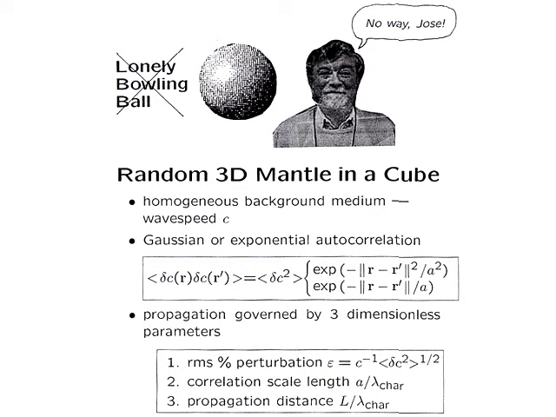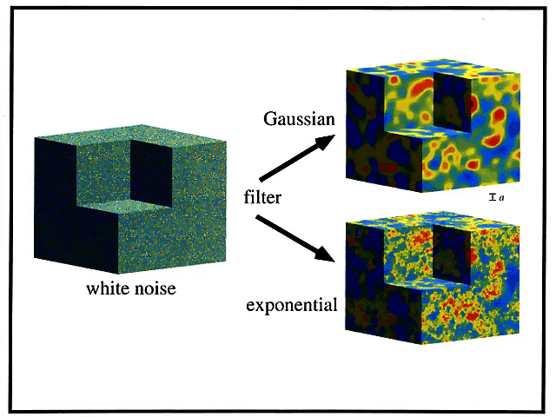So this is the one bowling ball case, and we've been unable to convince our more skeptical colleagues that this is a very realistic model of the mantle. So we have also looked at 3D random models. And 3D random models look like this. You start with a cube full of white noise, and then you filter it, and you can make 3D random models that look like basically anything you want, depending on how you filter it.